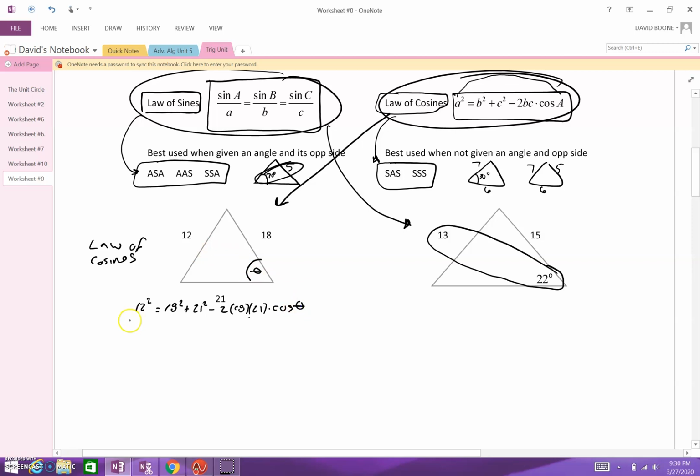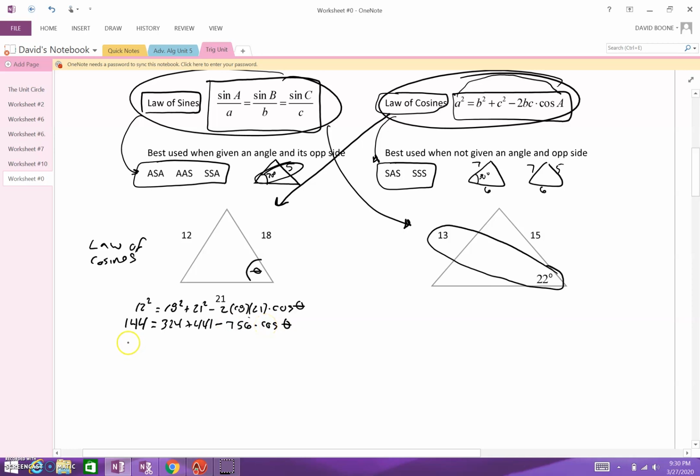Doing a little math here, and I'm going to do this a little quickly. The one thing I'm going to talk about is to make sure we keep order of operations here. We're going to square these things before we do any multiplying and subtracting. So 18 squared is 324, and 21 squared is 441. Okay, so now I've got that squared. Now I can do the multiplying. So I'm going to go minus, and 2 times 18 times 21 comes out to be 756, and we've got times the cosine of theta.